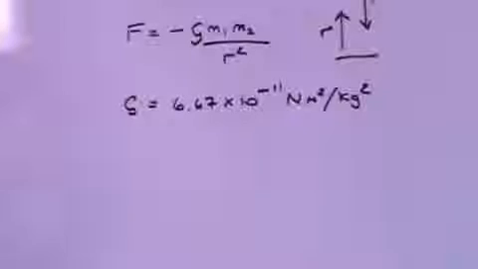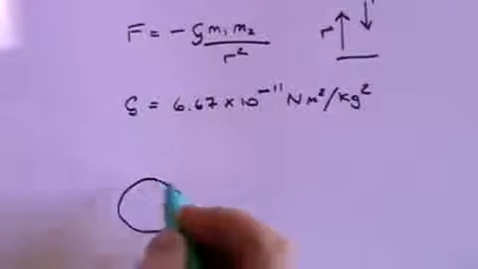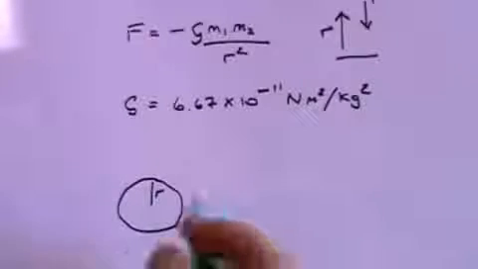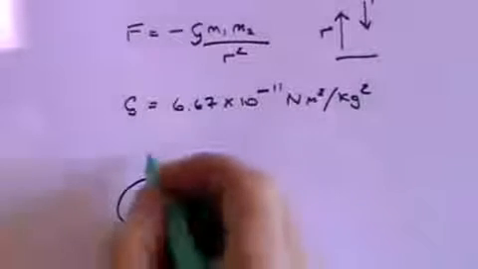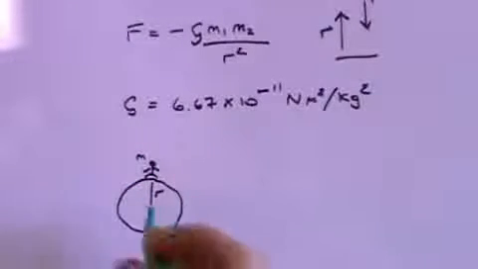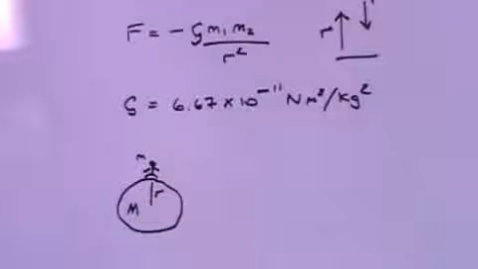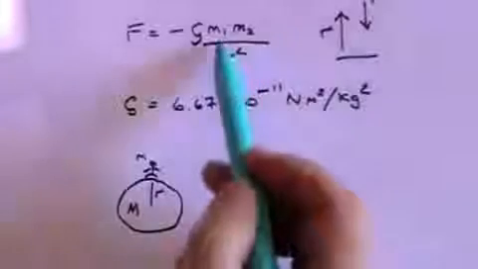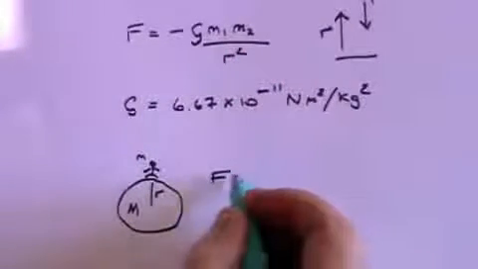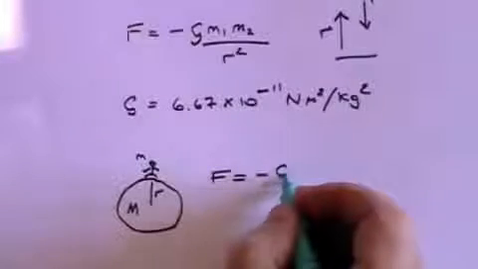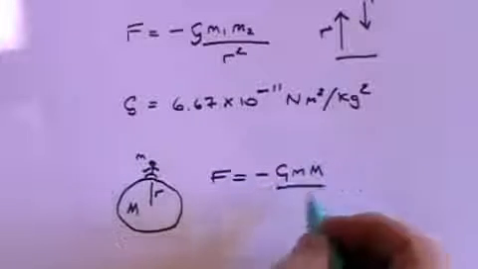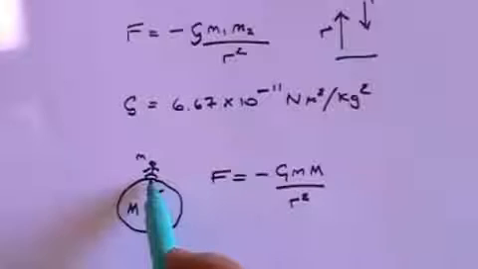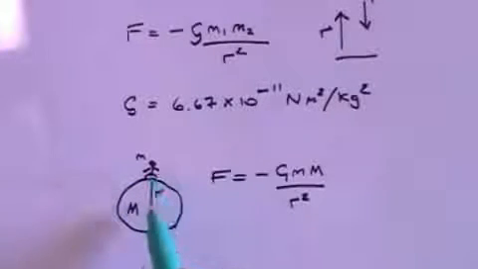Now let's consider what happens if you're standing on the surface of the Earth. The Earth has a radius, r, and not to scale, here you are standing on the surface of the Earth. You have a mass, which we're going to call little m. The Earth has a mass, which we're going to call capital M. And so it will be true from this formula that the force between you and the Earth will equal minus G times your mass, little m, times the mass of the Earth, big M, divided by r squared, because, remember I said you have to measure it from the centre of the Earth, and that means the distance is the radius of the Earth.